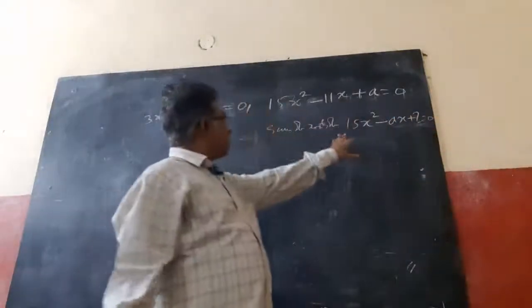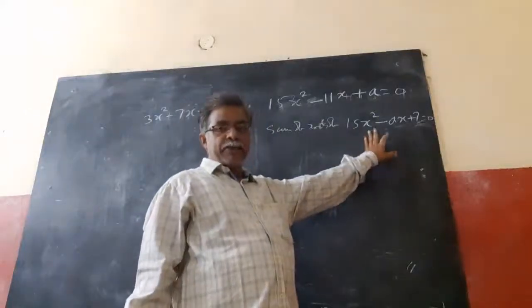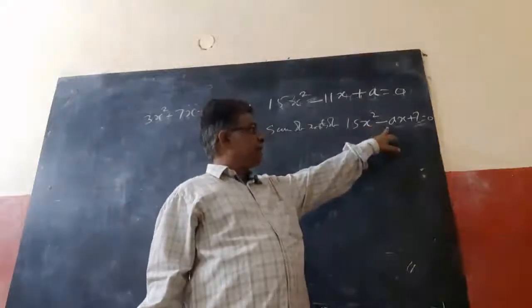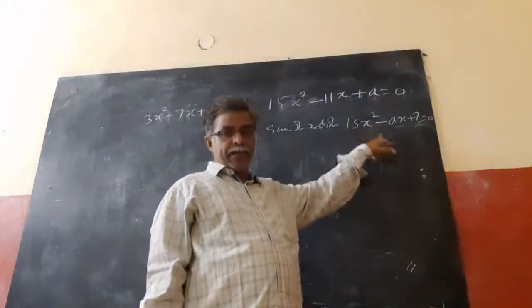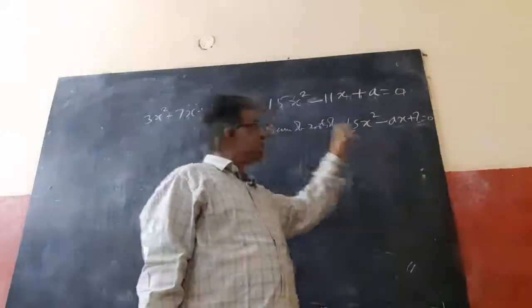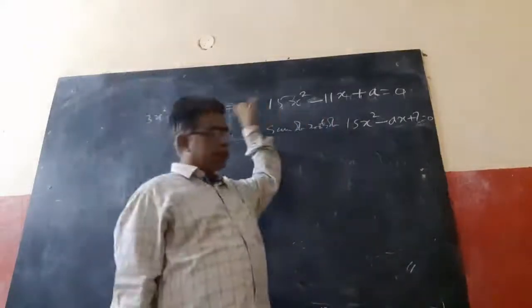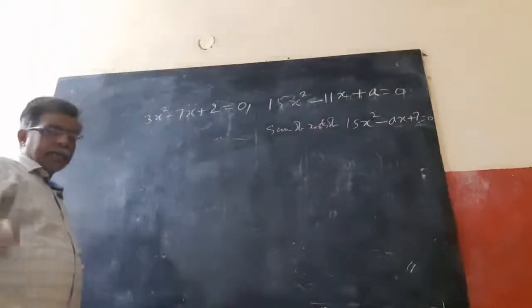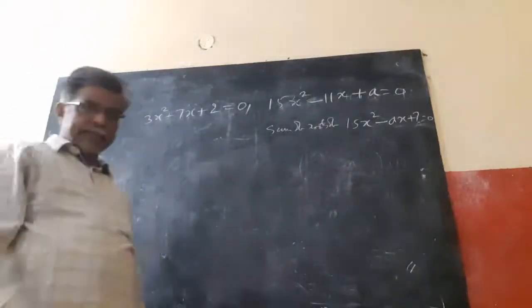Now if alpha and beta are the roots of this equation, the sum of the roots, alpha plus beta, equals minus b by a, which is minus of minus a, that is a by 15. Once you know the value of a, you can find this easily. So we need to find a from the two equations, given that they have a common root and a is a positive real number.